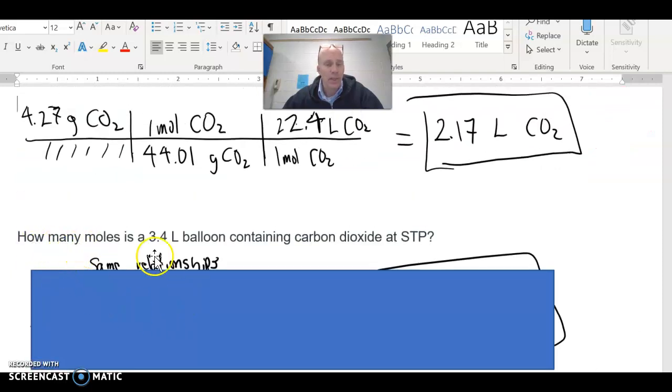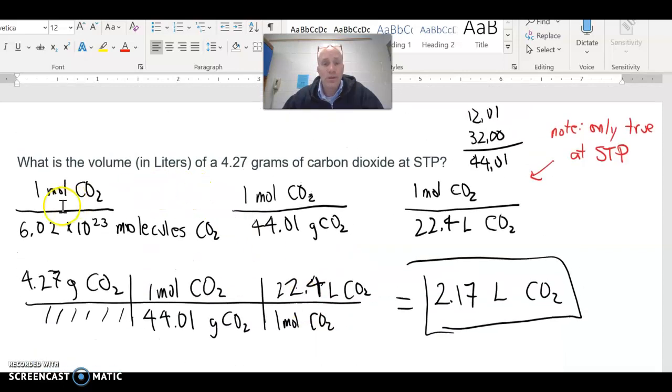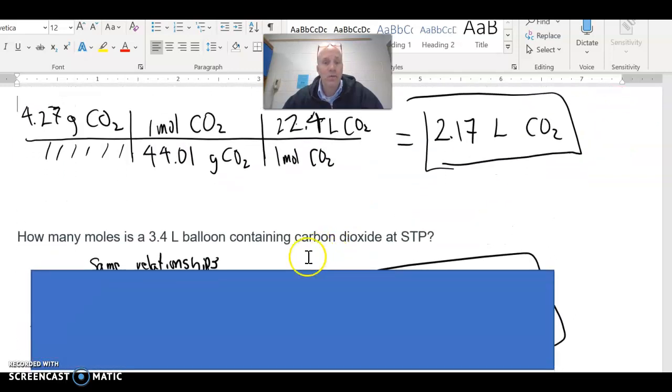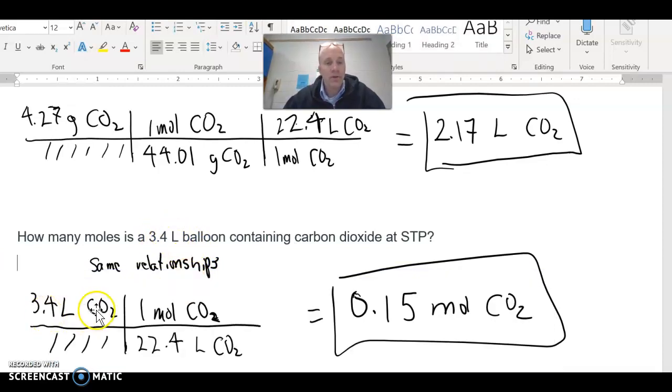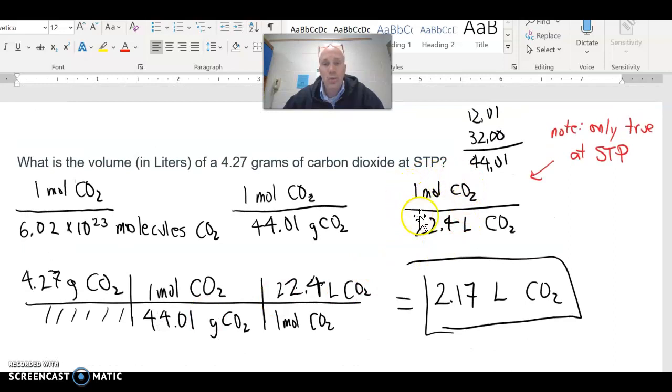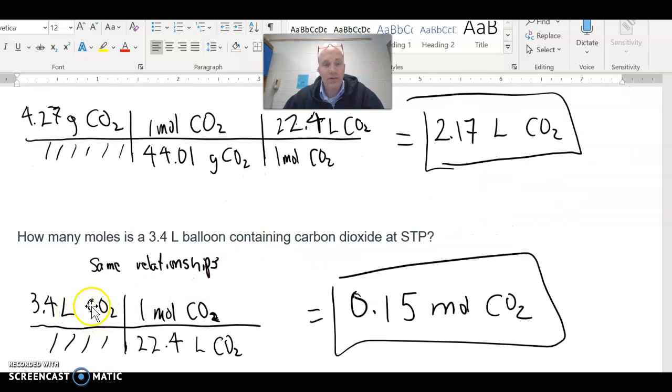So the next question, it also has to do with carbon dioxide. So we're going to be able to use these same relationships right here. All right, we're just going to do a different problem. So we're going to start this with 3.4 liters of carbon dioxide, and it's asking us to get to moles. The thing about this problem is that we can solve this with just one of these relationships, because this relationship gets us from liters of carbon dioxide to moles of carbon dioxide, and that's what the problem is asking us for.